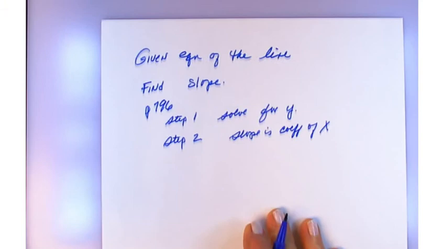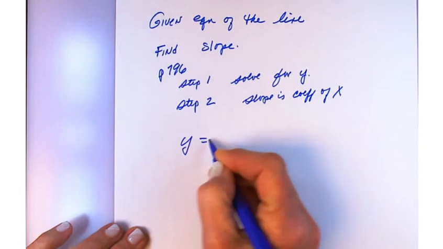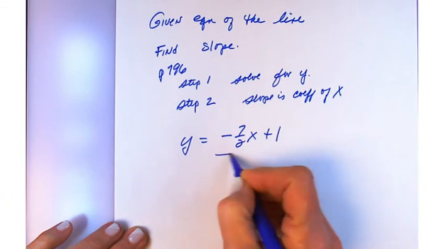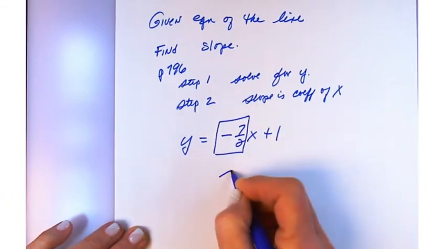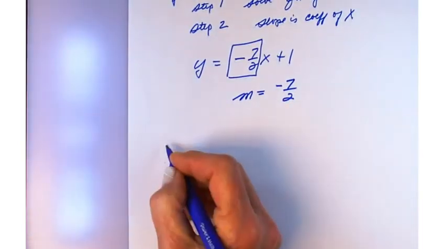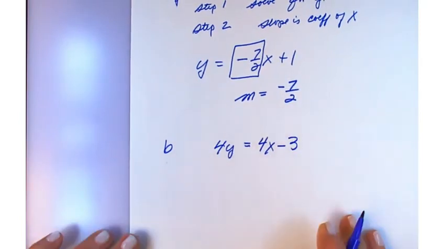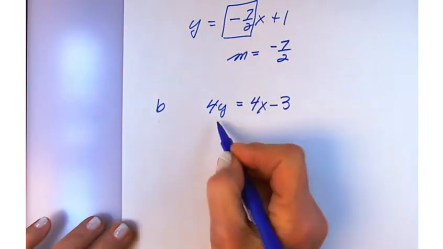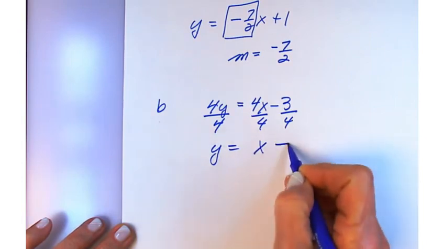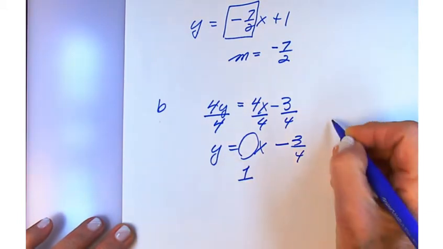Slope is the coefficient of x. Okay? So we are given y equals -7/2 x plus 1. It's already solved. The coefficient of x, my slope, is -7/2. But on B, 4y equals 4x minus 3, I have to solve for 1y, so I have to divide by 4, and I get y equals x minus 3/4. My coefficient here is a 1. My slope is 1.